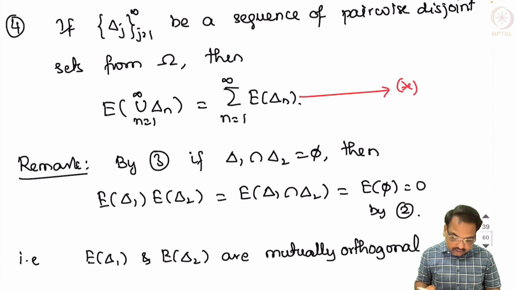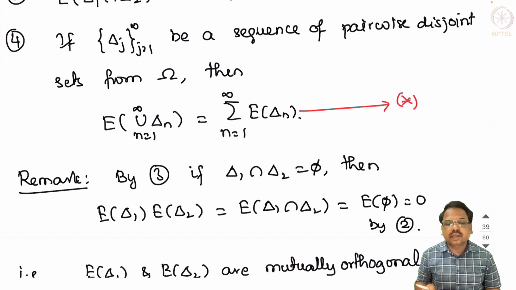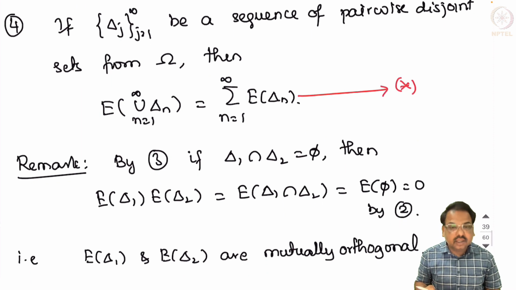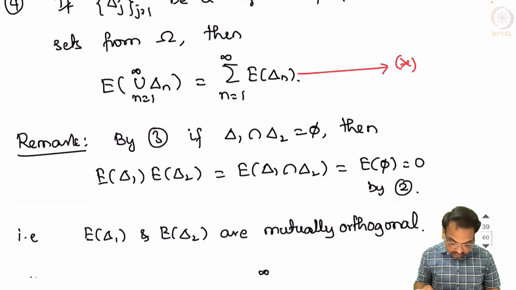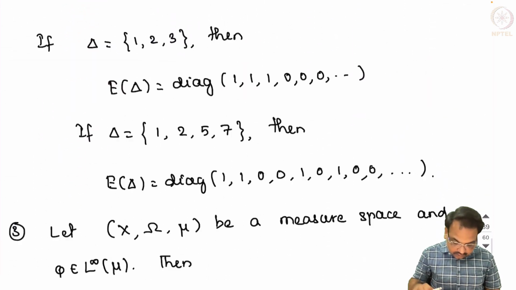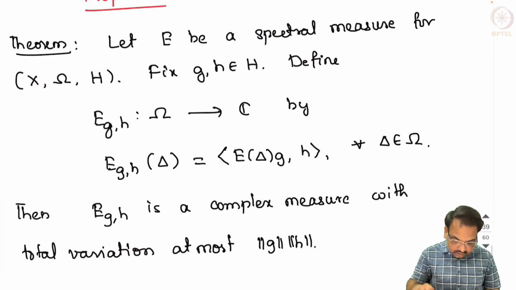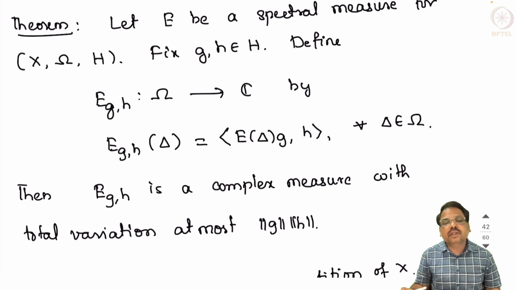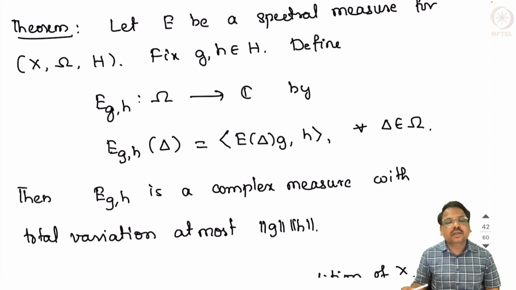And we have seen that the convergence on the right hand side of the equation star is with respect to the strong operator topology of B(H). So we have seen a few examples, and this is one of the important properties. If we fix two vectors g and h from the Hilbert space H, and if E is a spectral measure, then if we define E_{g,h}(Δ) as the inner product of E(Δ)g with h, this gives a complex measure with total variation at most norm g times norm h.